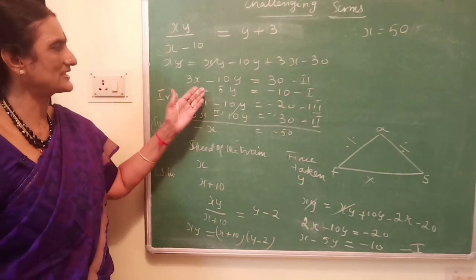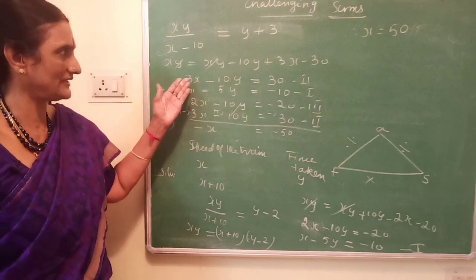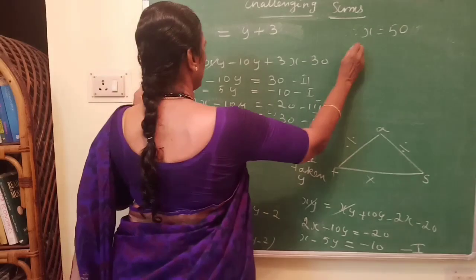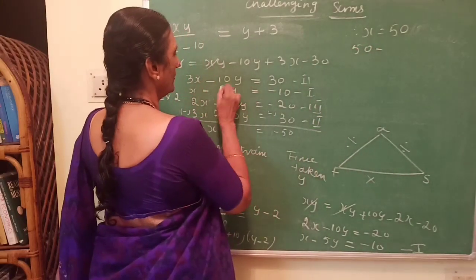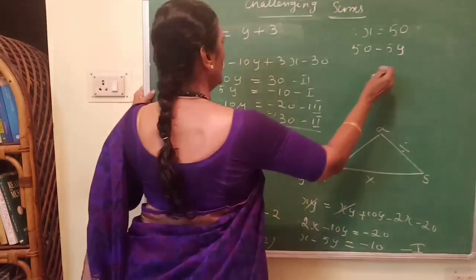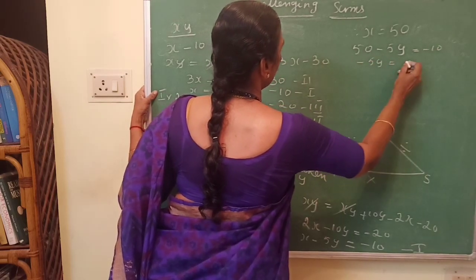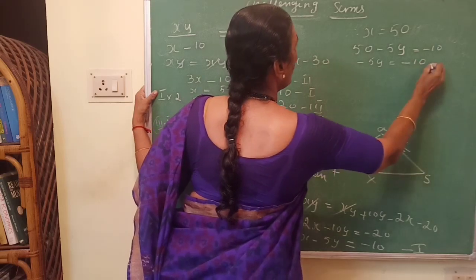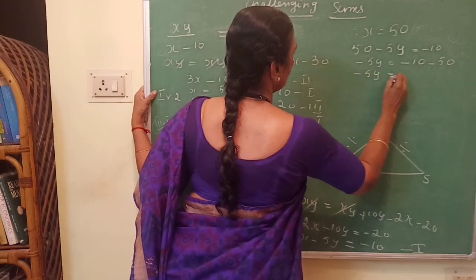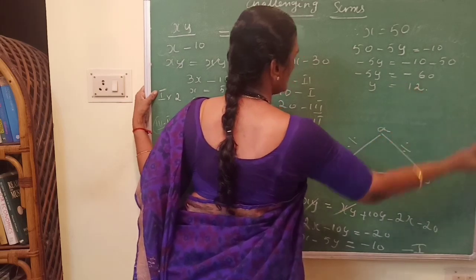Now, we know that x minus 5y is equal to minus 10. We can substitute in this equation. Let us substitute in the first equation. We will get 50 minus 5 into y. We don't know what y is. So this is equal to minus 10. So 5y is equal to minus 10 minus 50. This 50 goes to the other side. 5y is equal to 60. Therefore, y is equal to 12.